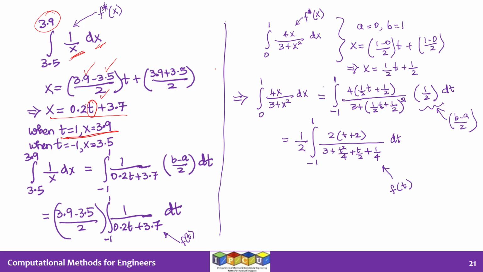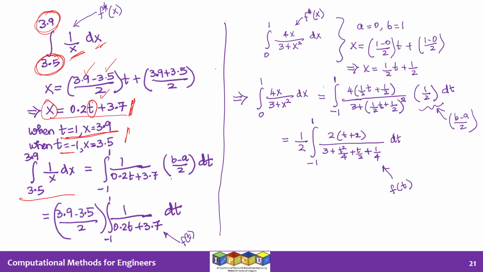So when you put x is equal to 3.5 in this equation, you will get t is equal to minus 1. So 3.5, the lower limit of the integral for x, becomes minus 1 for the integral with respect to t. So this transformation makes t is equal to 1 when x reaches its upper limit and makes t is equal to minus 1 when x reaches its lower limit. So this integral will become minus 1 to 1.